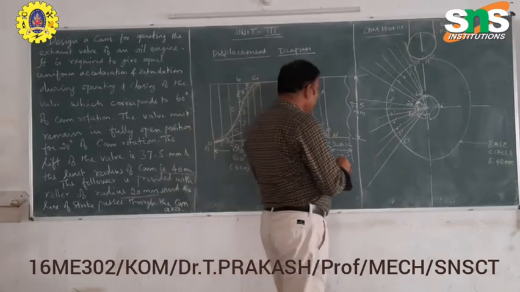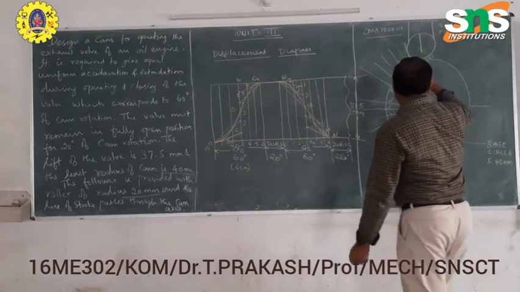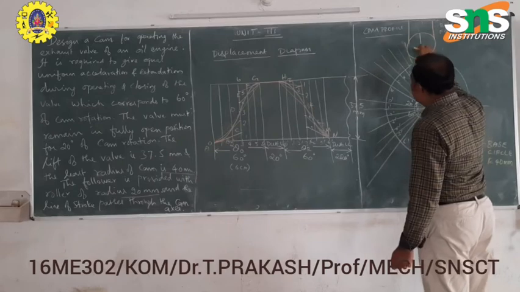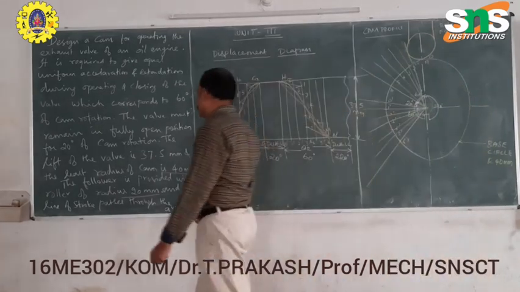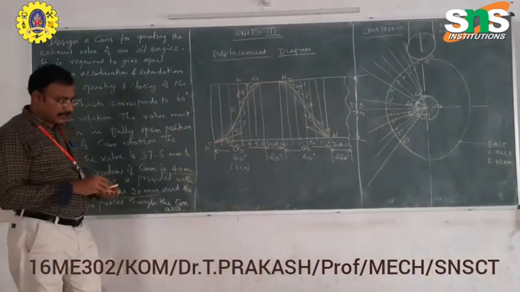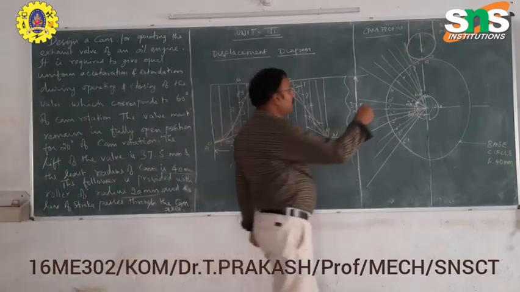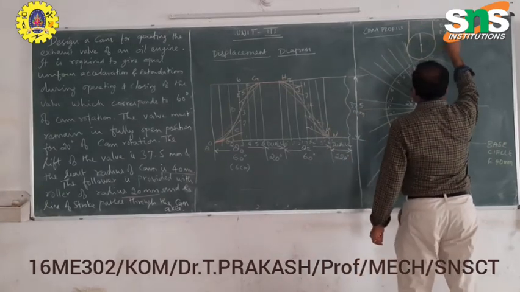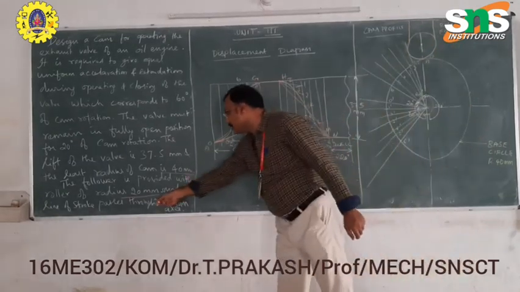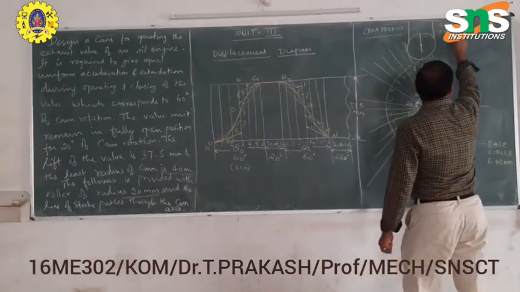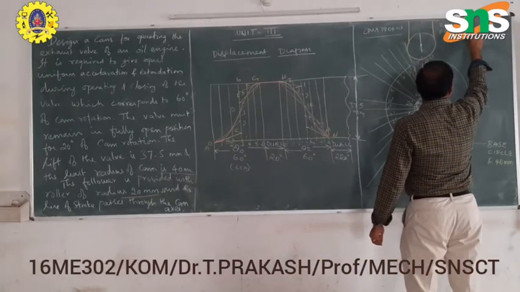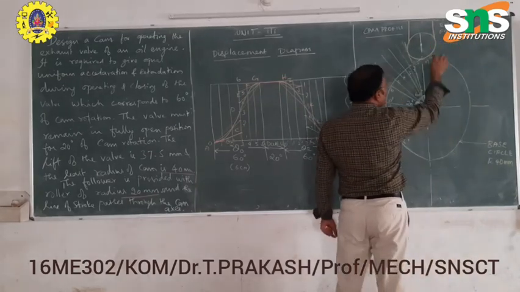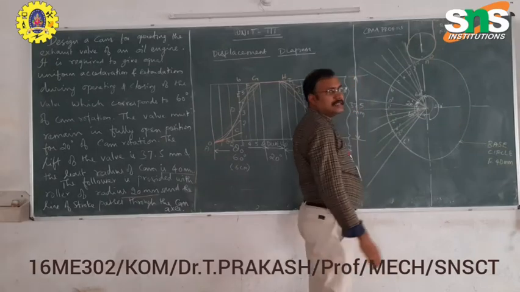Another important point is that before marking this point, you have to take the prime circle. Since the roller is present, you have to draw the prime circle. From the midpoint of this roller, we know the roller radius is 20 mm. The base circle radius is 40, plus this 20, you have to add 60.